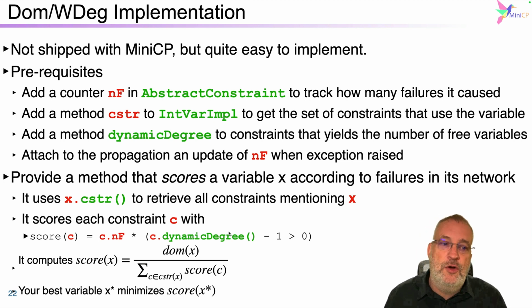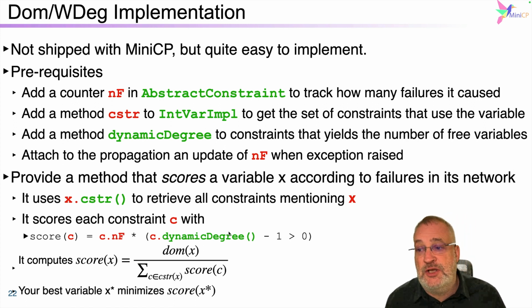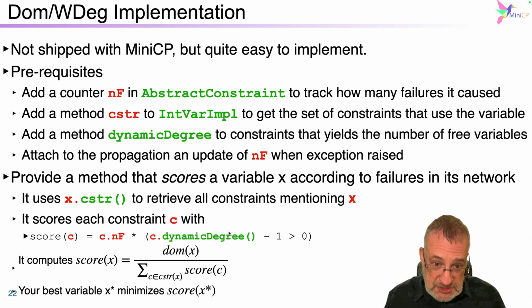Now, of course, we need to update the counter nf whenever the propagation has detected an exception, a failure, right? Because we have an inconsistency. So when an inconsistency is picked up by the propagation, it should grab the constraint that caused it and up its nf counter by 1. Now, to build a heuristic, we just need scoring. And we have all the ingredients to do it.